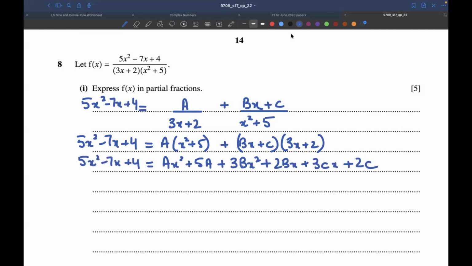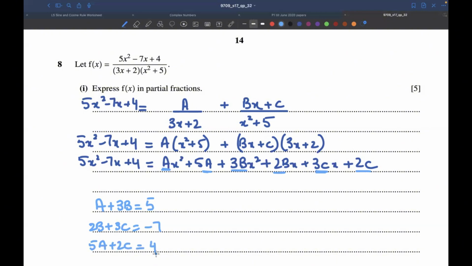Now for the x squared terms, we have a over here and 3b over here. So we can say a plus 3b equals 5. The x term is 2b and 3c. So 2b plus 3c equals -7. And the constant term is 5a and 2c. So 5a plus 2c equals 4.